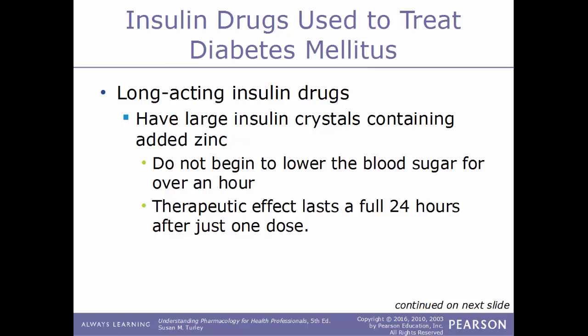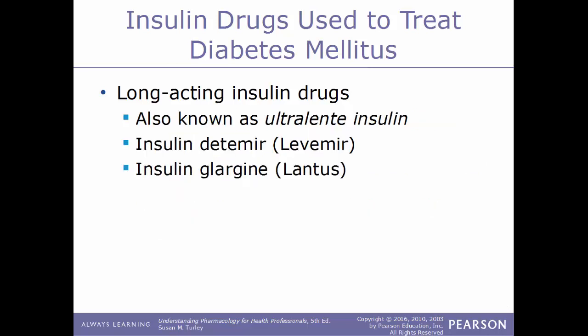Now, these do not begin to lower the blood sugar levels for over an hour, and their therapeutic effect lasts for a full 24 hours after just 1 dose. And long-acting insulin drugs are also known as ultra-lente insulin. Some examples of this type of drug would be insulin detemir, known by the trade name Levemir, and insulin glargine, which is known by the trade name Lantus.